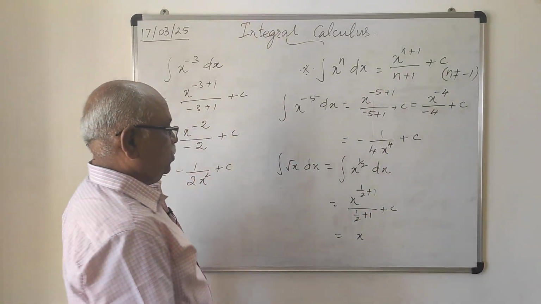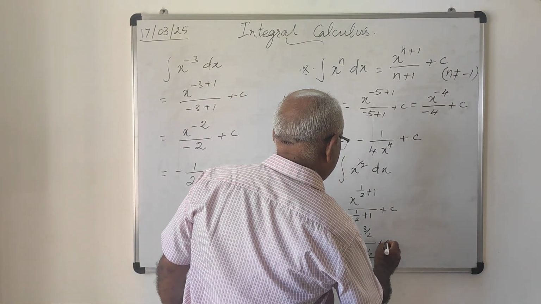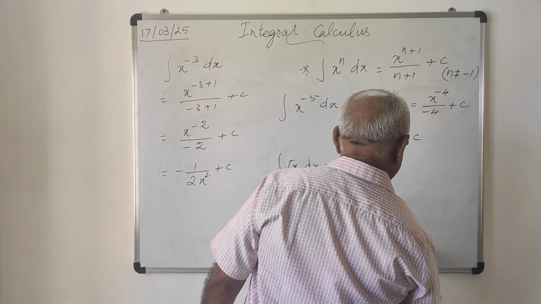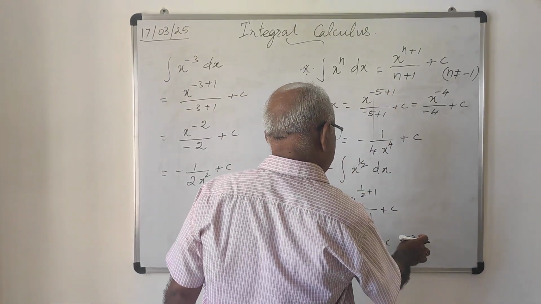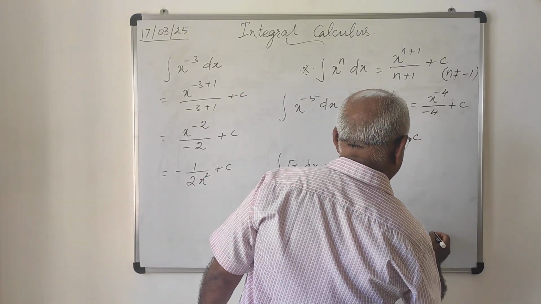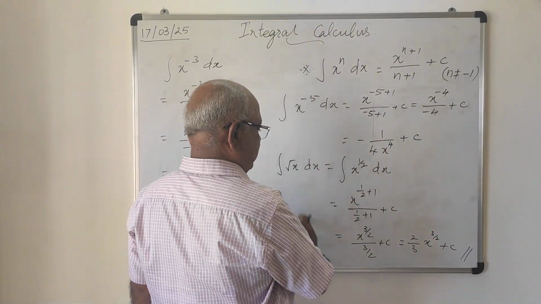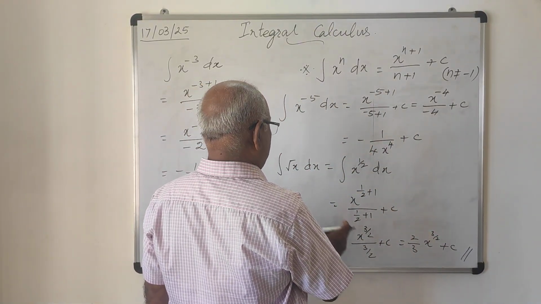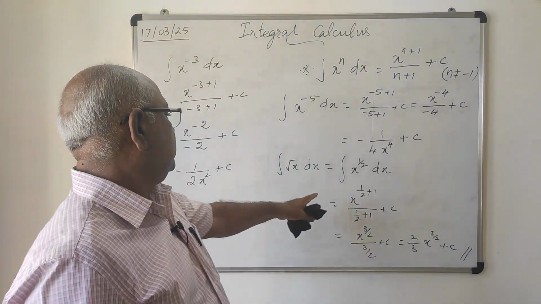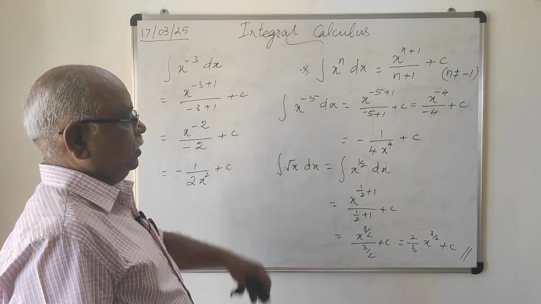Half plus 1 is 3 by 2. So we get x power 3 by 2 by 3 by 2 plus c. This is equal to, the denominator 3 by 2 becomes 2 by 3, so 2 by 3 into x power 3 by 2 plus c. So integral root x dx is x power 3 by 2 by 3 by 2 plus c, or otherwise 2 by 3 into x power 3 by 2 plus c, because half plus 1 is 3 by 2. This is another example for root x.